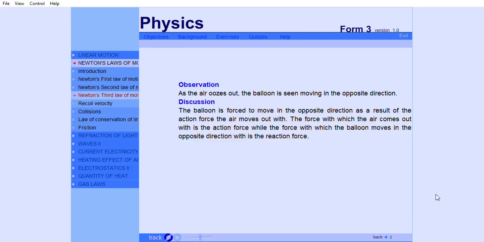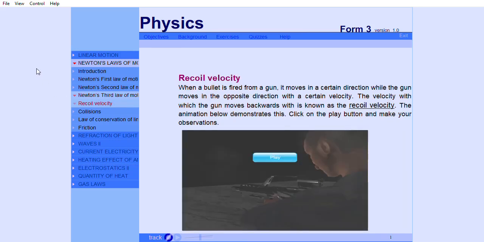Observation. As the air oozes out, the balloon is seen moving in the opposite direction. Discussion. The balloon is forced to move in the opposite direction as a result of the action force the air moves out with, the recoil velocity.